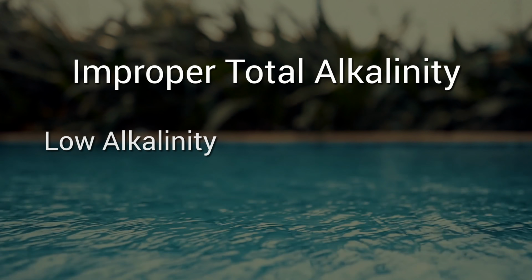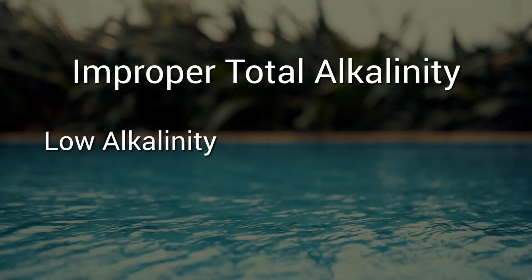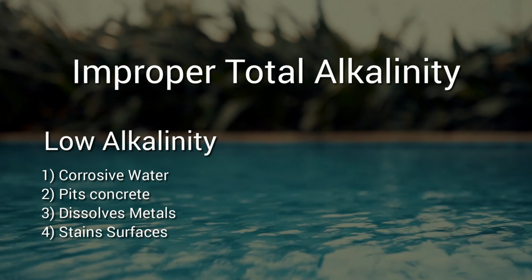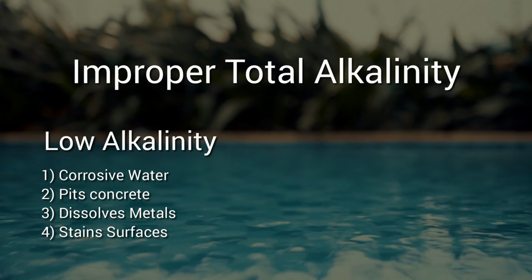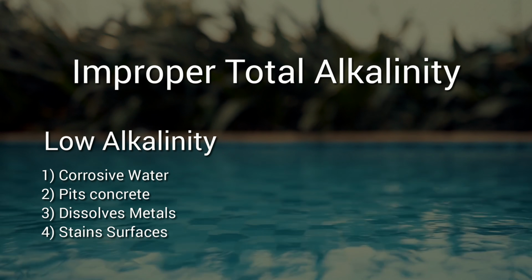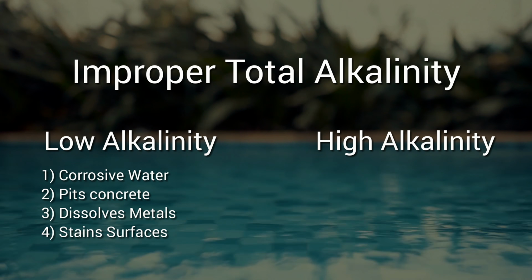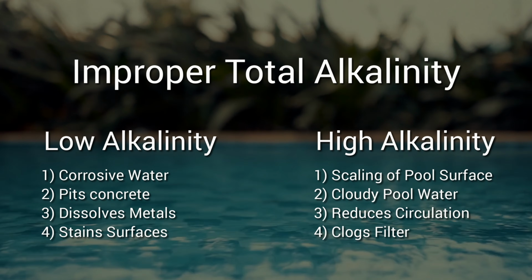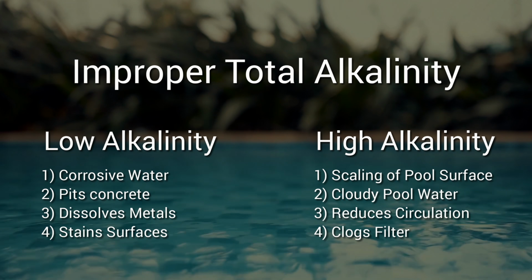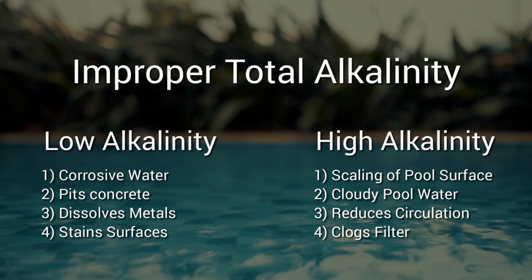Low total alkalinity is a lot like pH. It'll give you a corrosive water environment. It'll pit your concrete, dissolve your metals, and also stain the surfaces of your pool. High alkalinity will give you scaling on your pool surface, it'll cloud up the water, it'll also reduce the amount of circulation, and it'll also clog your filter.